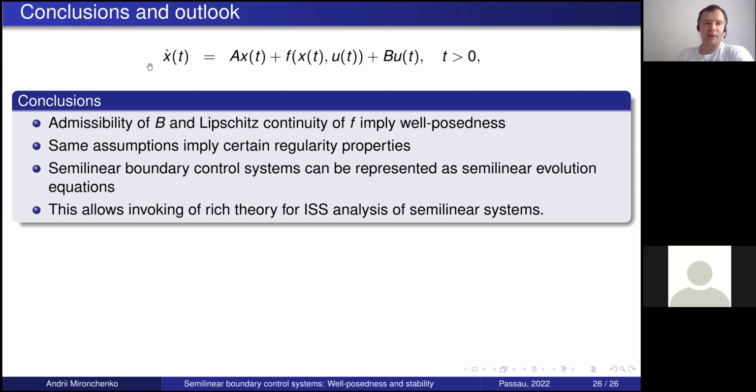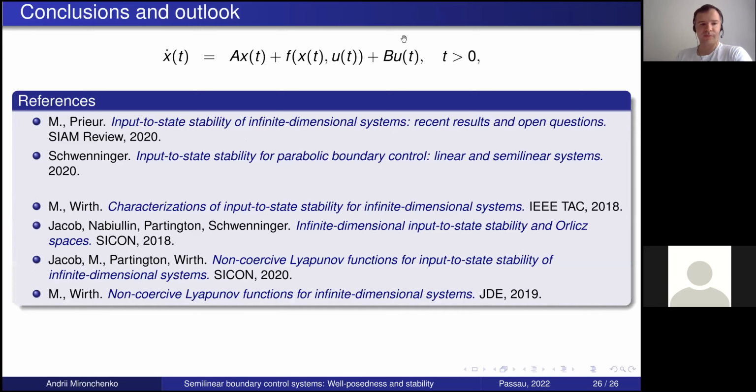We can verify the basic properties of the solution map that we need for stability analysis, let's say for Lyapunov analysis, for ISS superposition theorems, and it allows us to use all the machinery that was developed for abstract control systems for ISS analysis to the analysis of such systems.